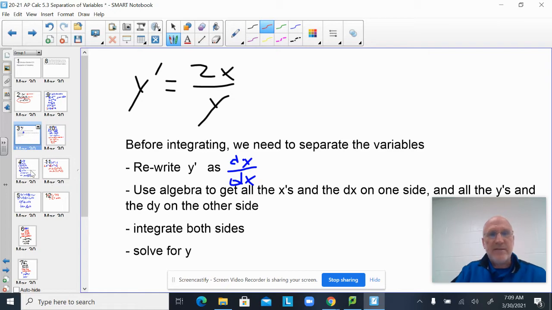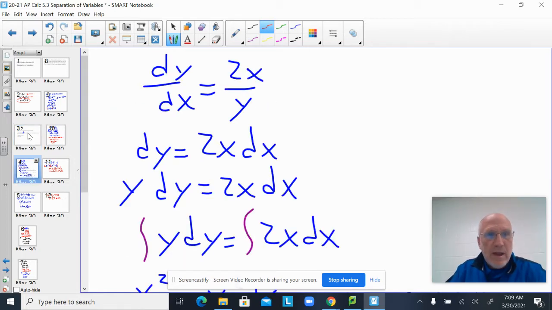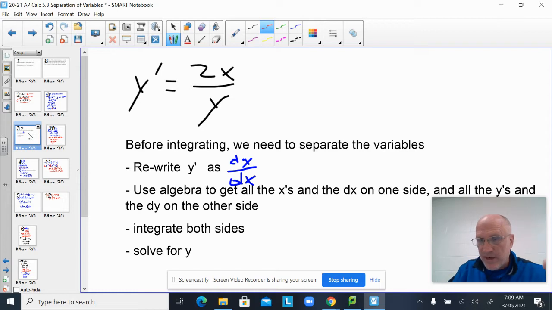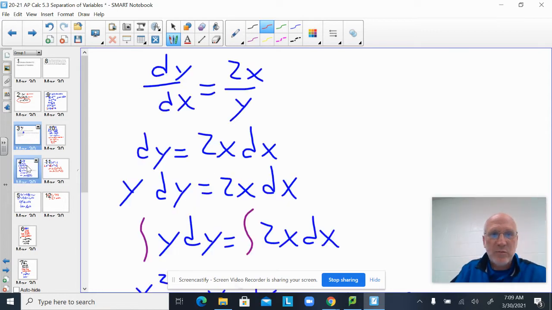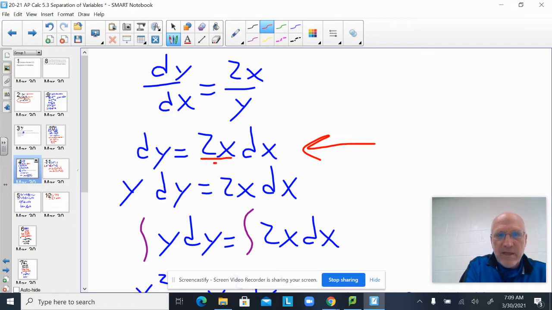So let's look at the same example. I rewrote where it says y prime equals 2x over y. I rewrote the y prime as dy over dx, which is there. And now I'm just doing some algebra. First, I just multiplied the dx over the right side, so dy equals, there's a typo, this should say 2x over y dx. I haven't messed with that y yet, sorry. And then I multiply the y to the left side and get y dy equals 2x dx.